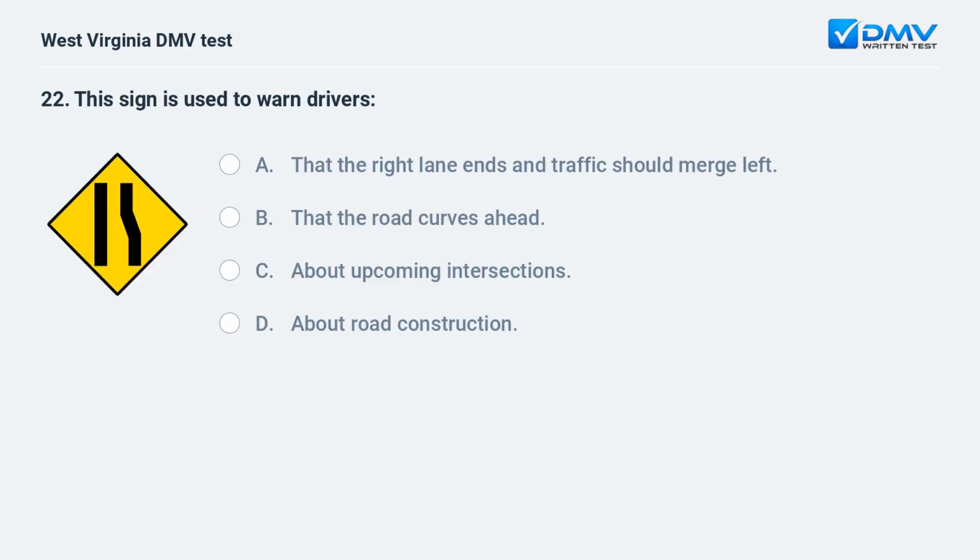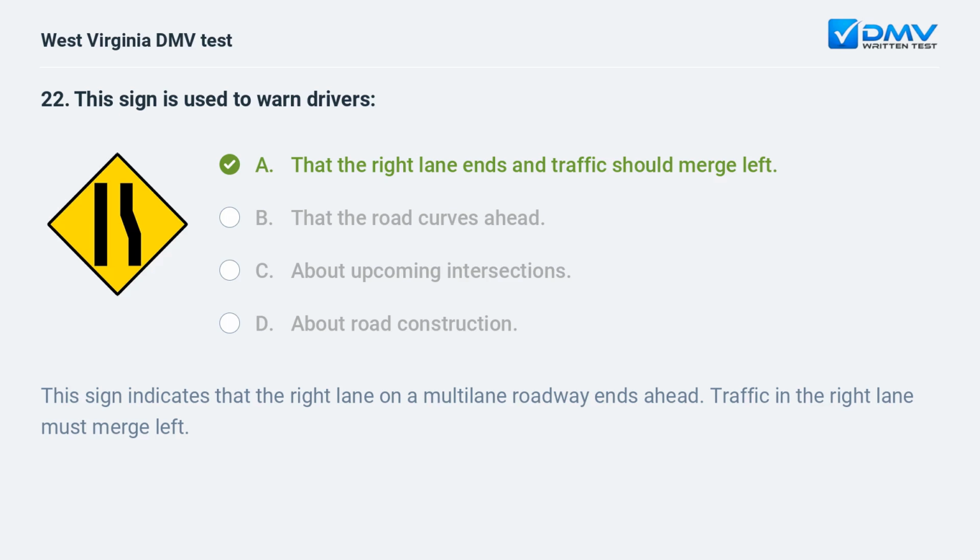This sign is used to warn drivers: A. That the right lane ends and traffic should merge left. B. That the road curves ahead. C. About upcoming intersections. D. About road construction. A. That the right lane ends and traffic should merge left. This sign indicates that the right lane on a multi-lane roadway ends ahead. Traffic in the right lane must merge left.